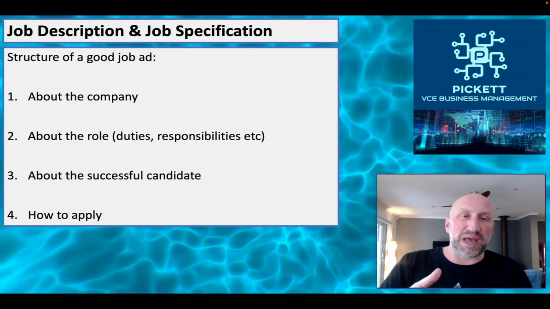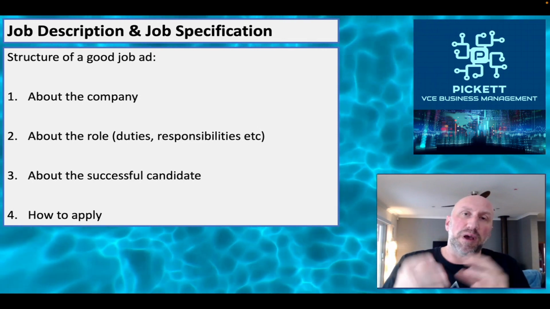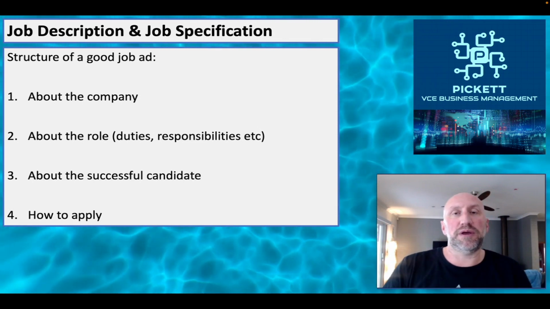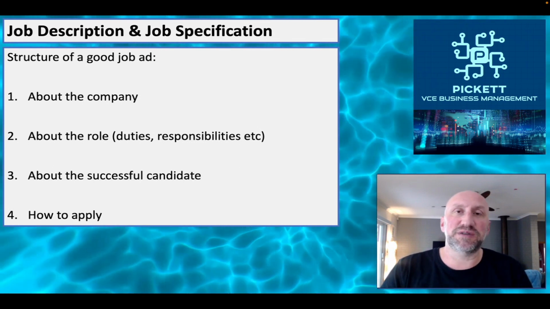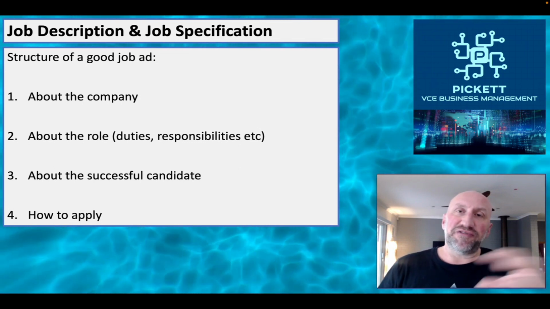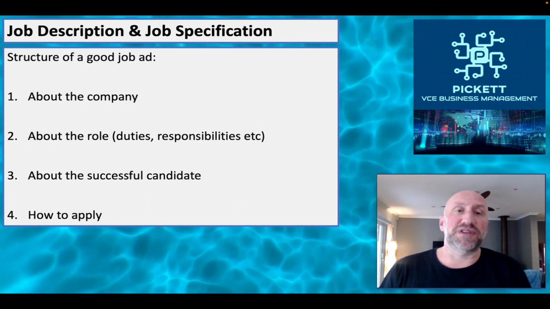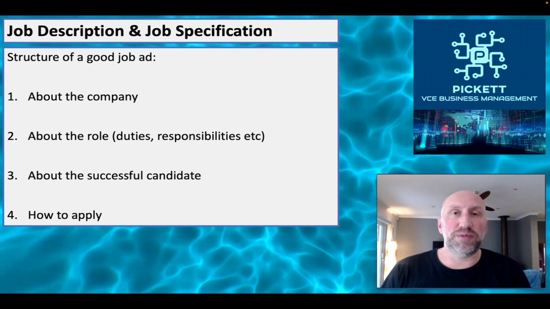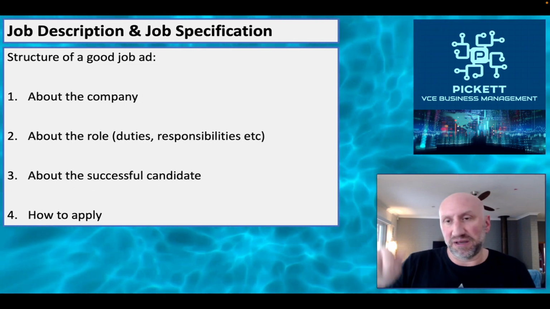Then they're going to have a little bit, and this is like a paragraph. So maybe a paragraph about the company, a paragraph about the role that the job is advertising, so what duties, what responsibilities the person would have. Then some information about the successful candidate that could apply for this job and is going to end up getting this job. And then finally, just some information on how to apply. Generally, if it's in Seek, you click a button.